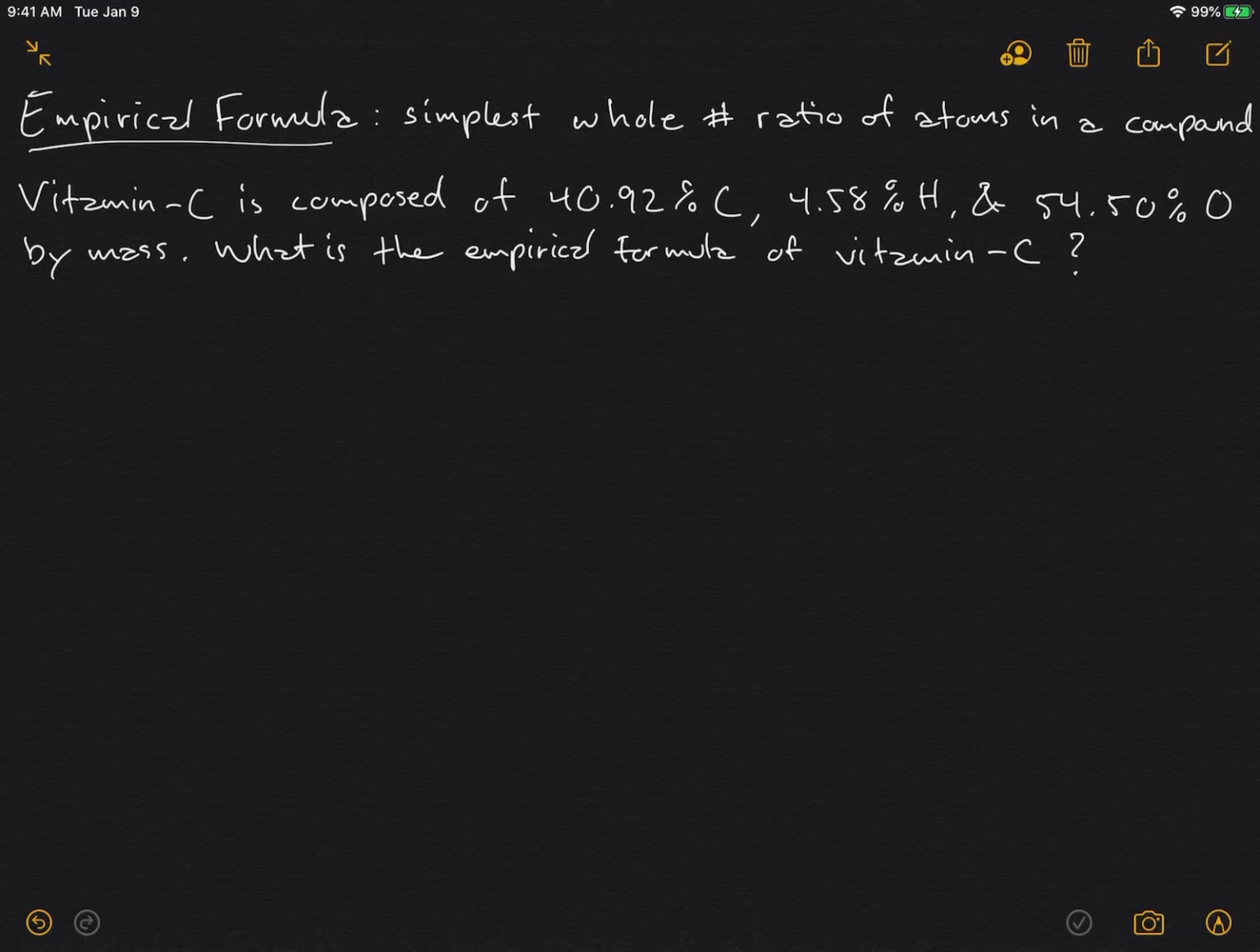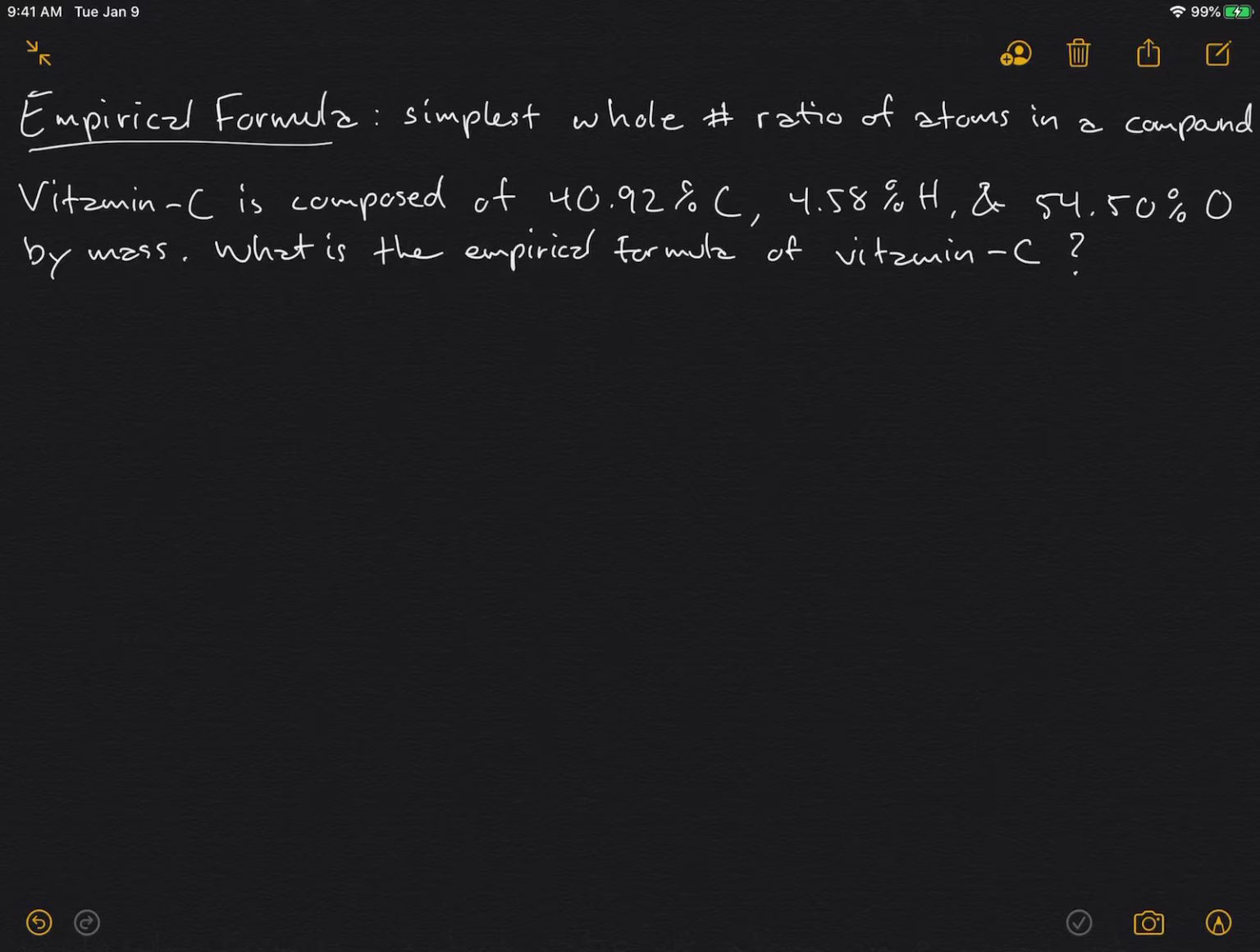The empirical formula of a compound is the simplest whole number ratio of atoms in that compound. This may or may not be the same as the molecular formula of the compound, which we'll talk about after we learn to calculate the empirical formula. So let's take a look at an example.